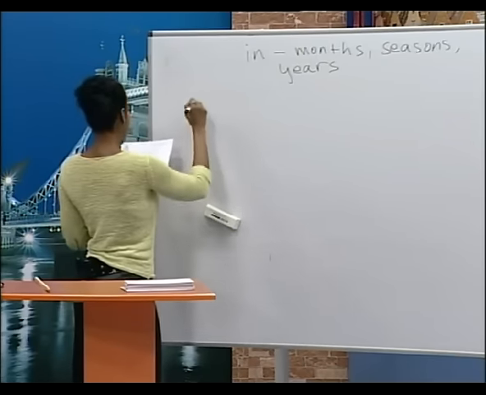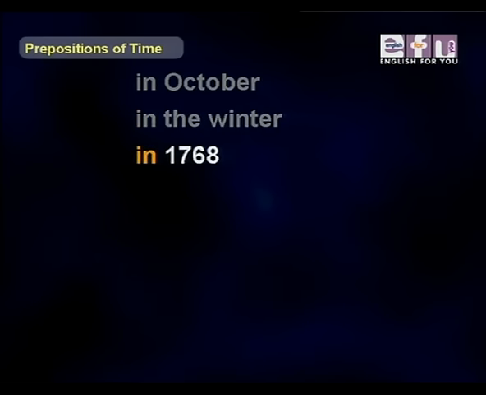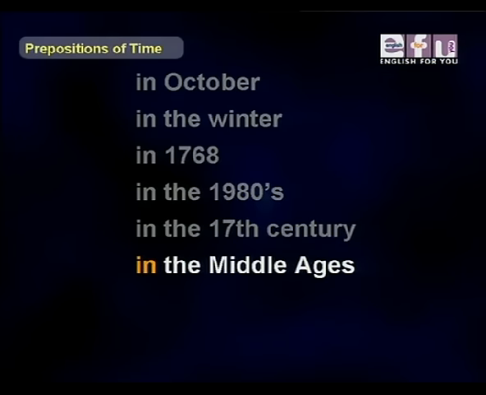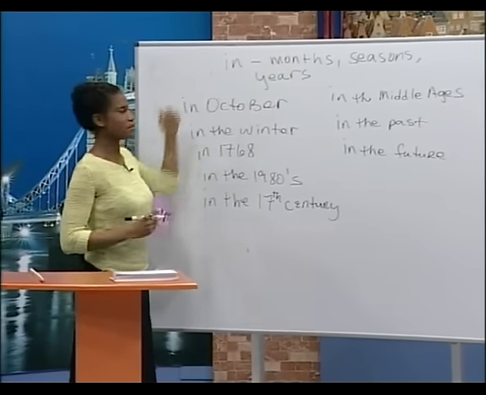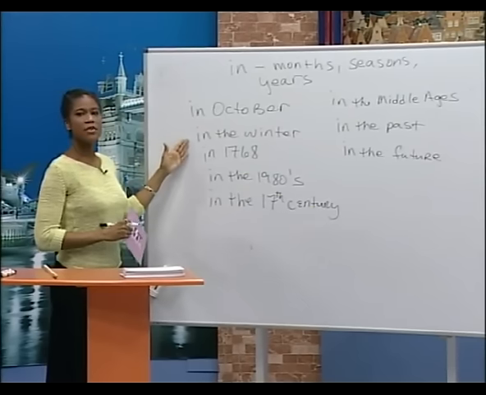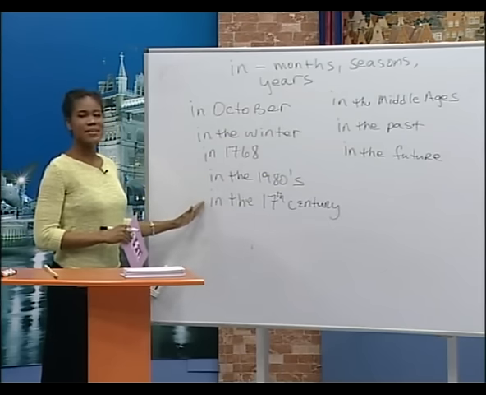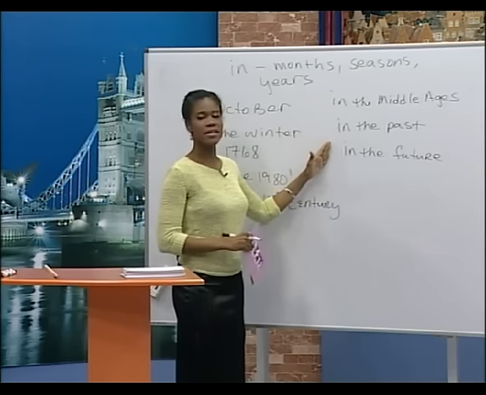Okay, more examples of expressions. In October, in the winter, in 1768, in the 1980s, in the 17th century, in the Middle Ages, in the past, and in the future. So let's review these expressions using the preposition in. In October, in the winter, in 1768, in the 1980s, in the 17th century, in the Middle Ages, in the past, and in the future.